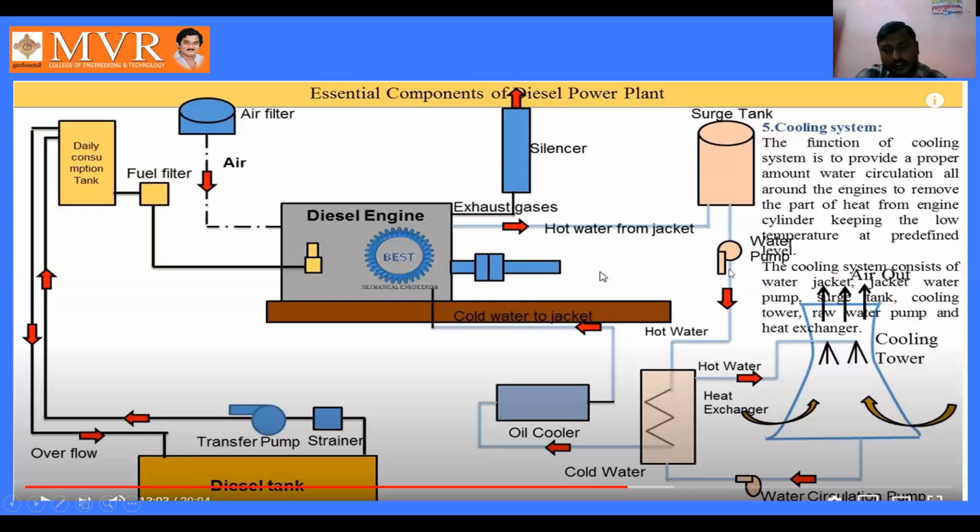and the other end is connected to the water cooling. See here, the water cooling or oil cooler is connected, and the cold water is supplied. The cold water is supplied through this pump by using this oil cooler, and by using this oil cooler the cold water is supplied to the jacket. We can observe here the exhaust gases go into the atmosphere by using this silencer.